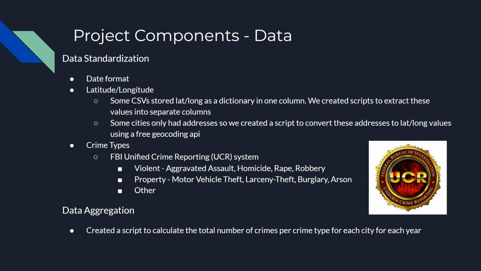But the major thing that we needed to standardize were the different crime types. We quickly noticed that every city labeled their crime types differently. So after doing some research, we found that the FBI has a unified crime reporting system, and we decided to use that to standardize these crime types. And it's split into violent, property, and other, depending on the severity of the crime. So we made a script that goes through all the different crime types for each city and categorizes them by these standards.